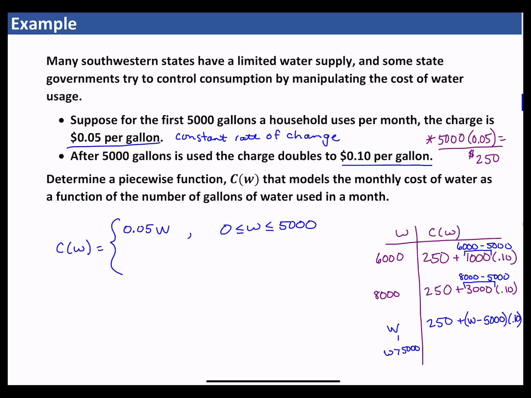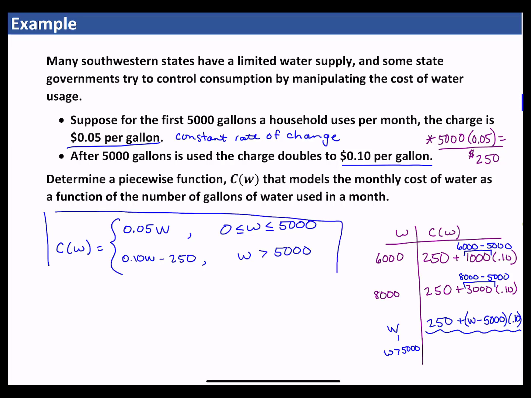And that actually simplifies to 10 cents times W minus 250. I'll let you check that this actually reduces as I stated. But again, that formula, that piece, is true when they exceed 5,000 gallons. So this would be our piecewise function that models the monthly cost of water as a function of the number of gallons of water used in a month.